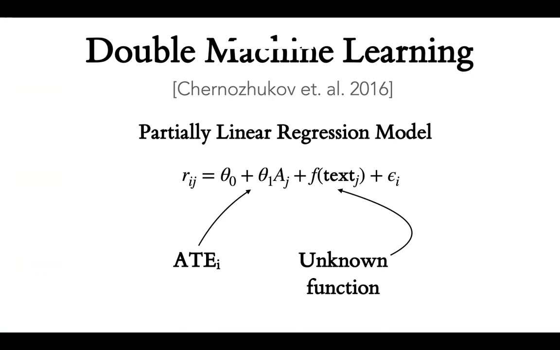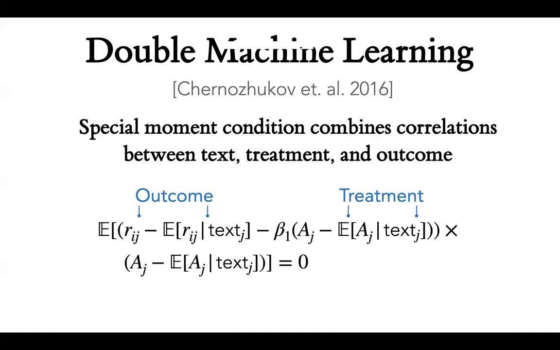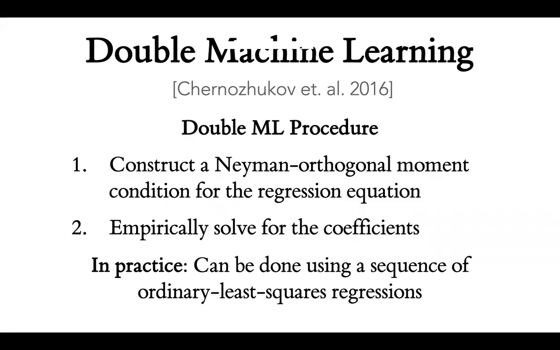And the estimation details I'm going to skip over here. I'll just give you a skim through, and I'll point you to another resource. So what double machine learning tells you is you have to construct a special equation. It's called a Neyman orthogonal moment condition. Sounds promising. Yeah, that equation looks like this. And double machine learning tells you how to construct this equation.